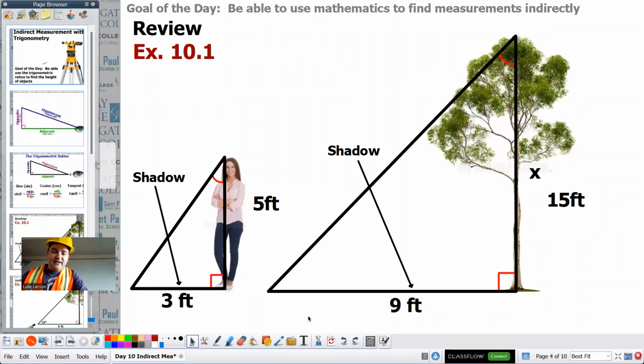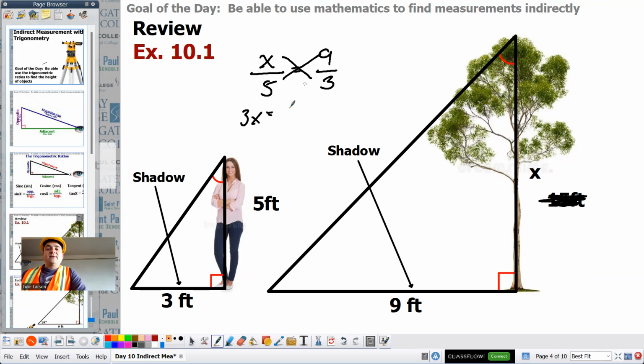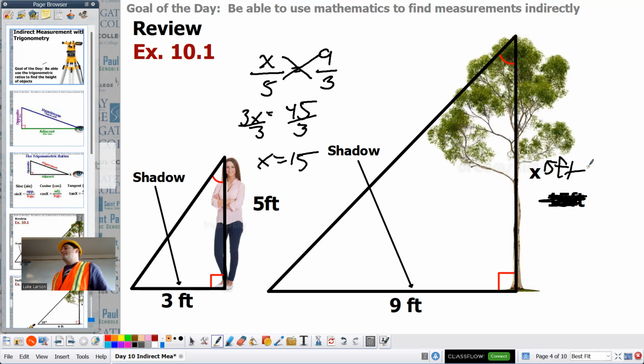And so the way we did that is we said, okay, X, the height, over 5. Oops, I have 15 there, which is the answer, so pay no attention to that. That equals the shadow of the tree over the shadow of the person. We took the cross product and got 3x equals 5 times 9 is 45. We divided by 3 and got x equals 15, and the height is 15. So we were able to find the height of this tree, but again, it took a second triangle, a similar triangle, to do it.